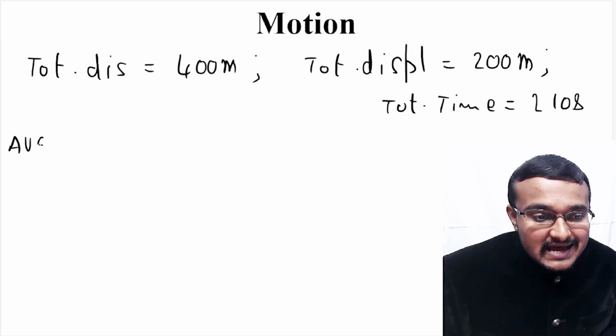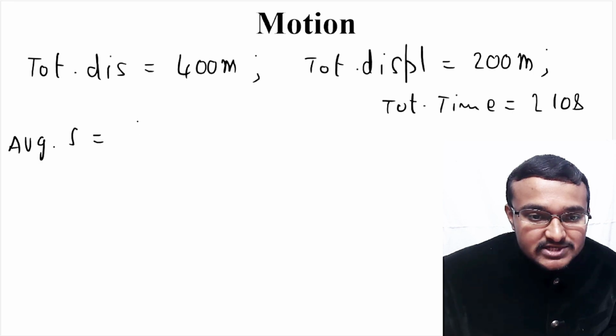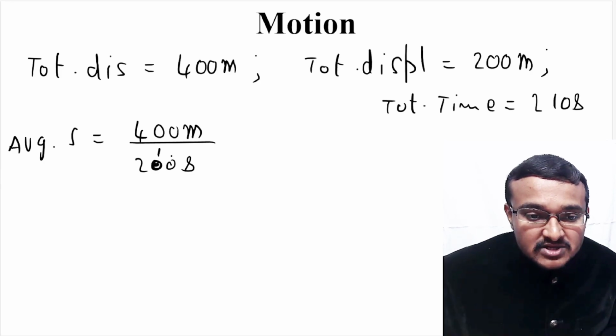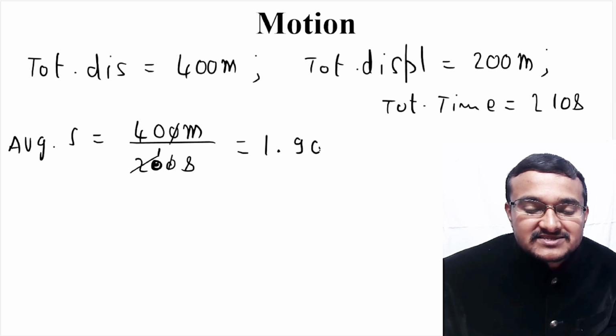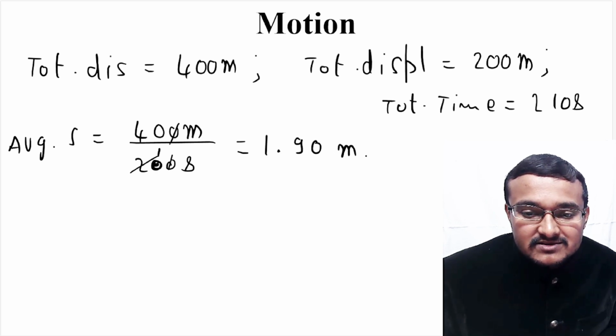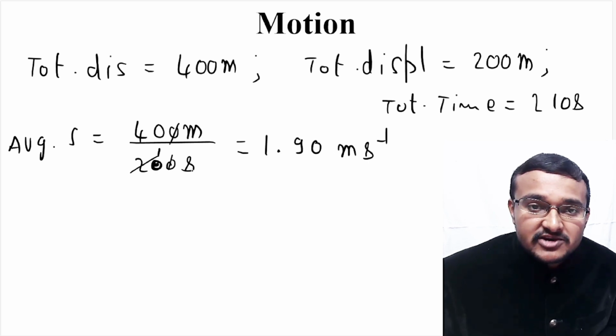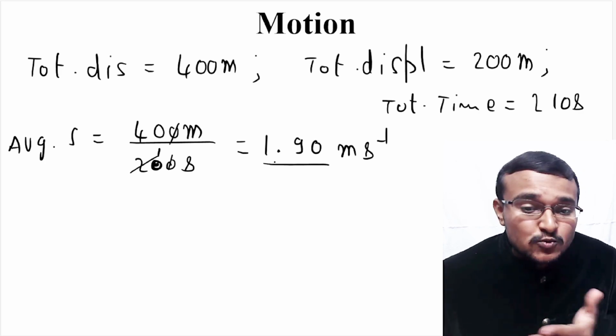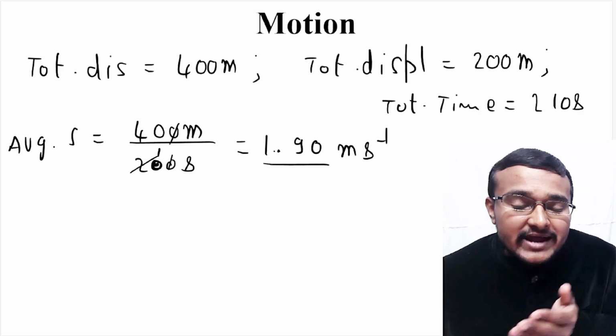To calculate average speed, you want total distance and total time. So what is total distance? Total distance is 400 meter divided by total time, 210 seconds. So your 0 gets cancelled with each other. 1.90 meter per second. So when you calculate 40 divided by 21, you will get 1.9047. You can ignore that 47. So 1.90 will be your average speed.